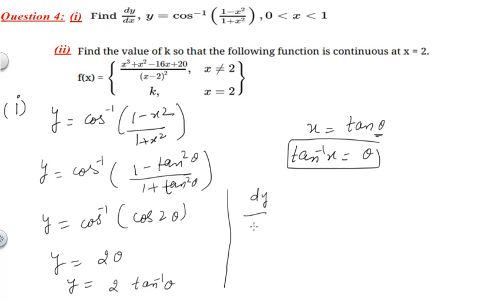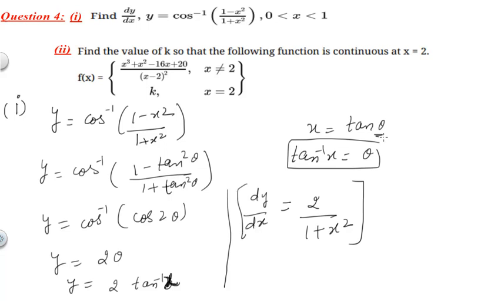So differentiating both sides of the equation with respect to x, 2 as it is. Actually it will not be tan inverse theta, it will be tan inverse x, in place of theta we are placing x, right? The differentiation of tan inverse x is 1 upon 1 plus x square. So this would be the answer for question number 4, first part.